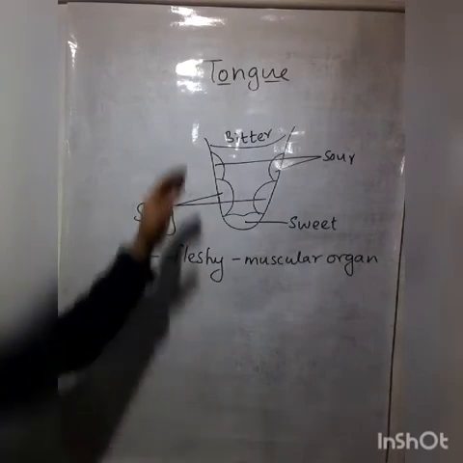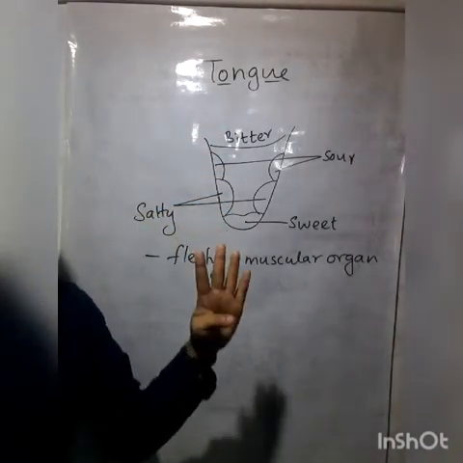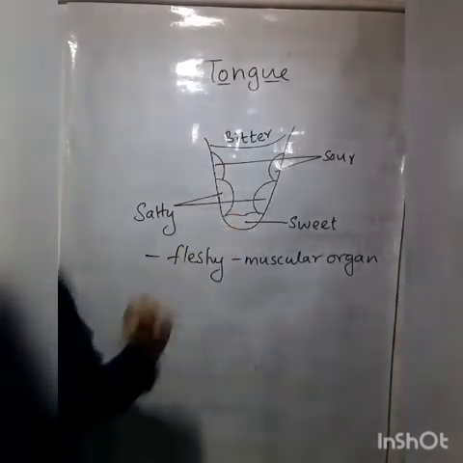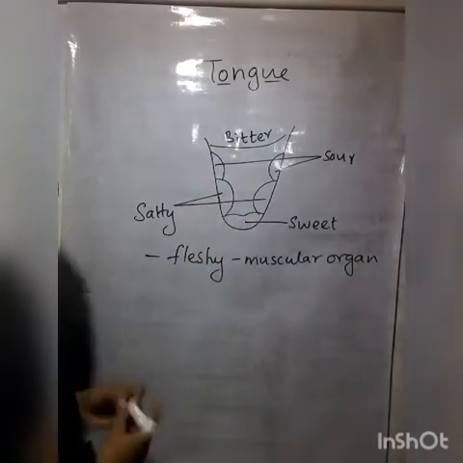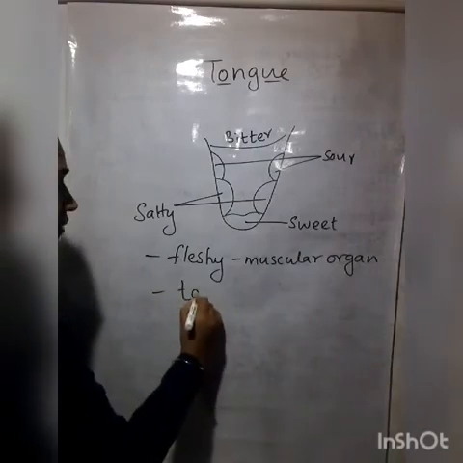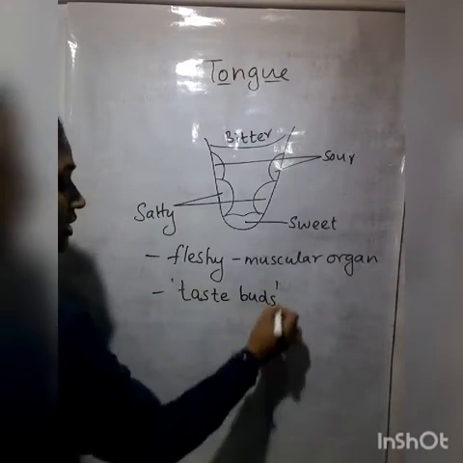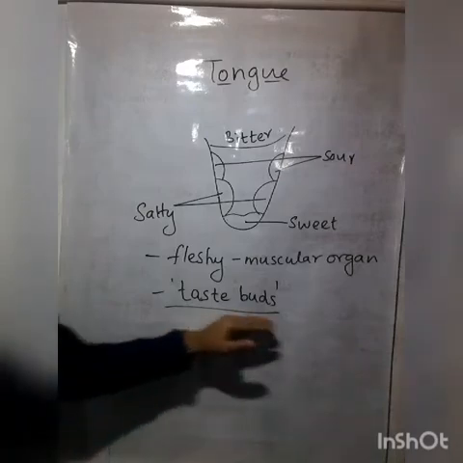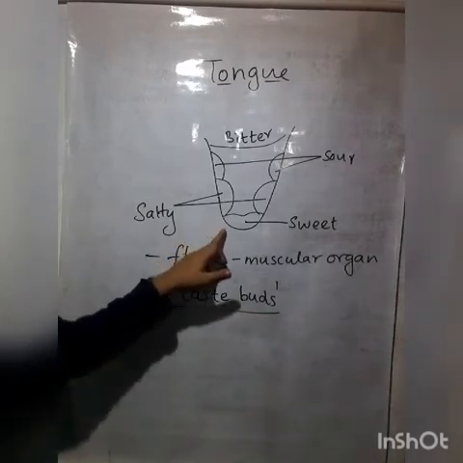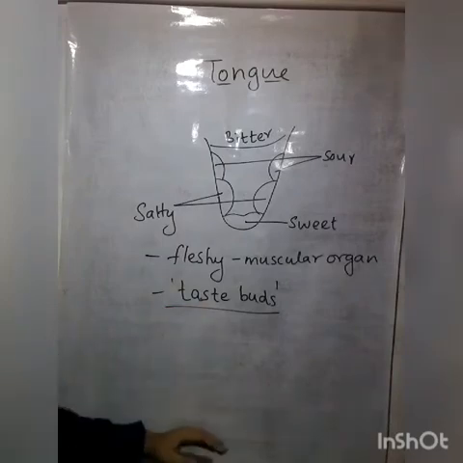So you just listen. Our tongue is divided into 4 regions. We can say that there are some taste buds present in our tongue. What is it? Taste buds. These taste buds help us to know different tastes. Understood? Some taste buds are present in the tongue, and they help us to know different tastes, isn't it?